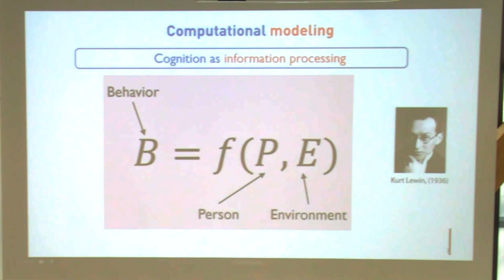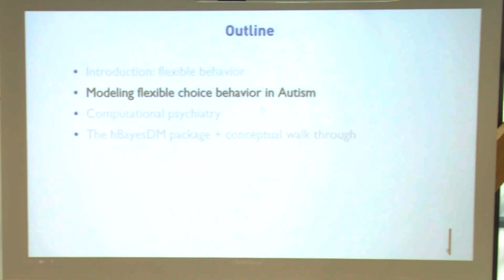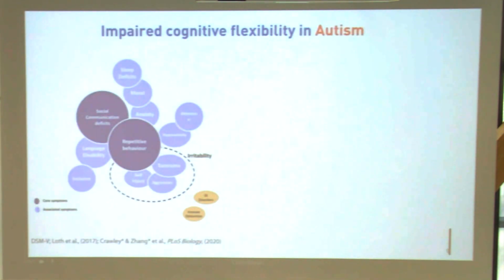I will later show you one example using a task in autism. Autism spectrum disorder, as you probably know, has many symptoms, and two of the main symptoms of autism spectrum disorder are social communication deficit and repetitive behavior.